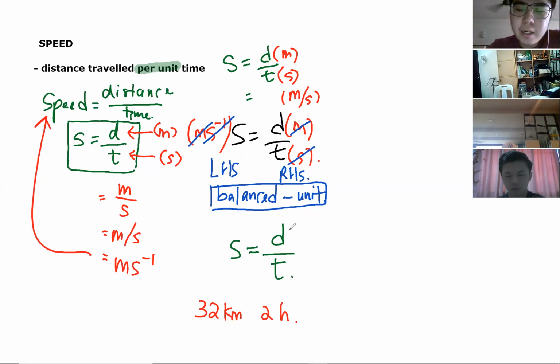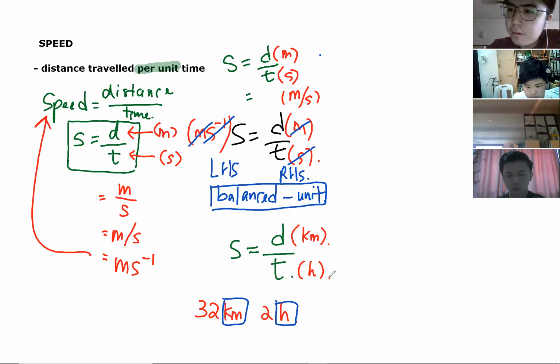Now, you know that the distance should be in meter and the time should be in second. That is the SI. But the question gives you km and h. So can you use km and h? Yes, you can. But you have to make sure the unit is balanced on the other side. What do I mean? If you use km for the distance, this is km, right? And time is hour.